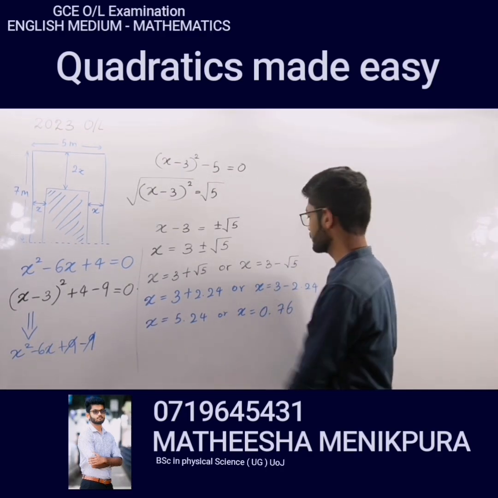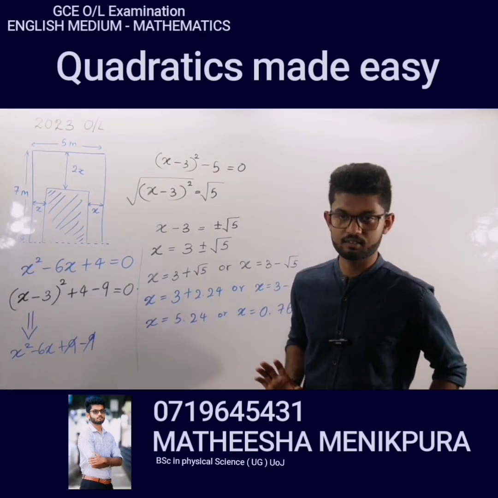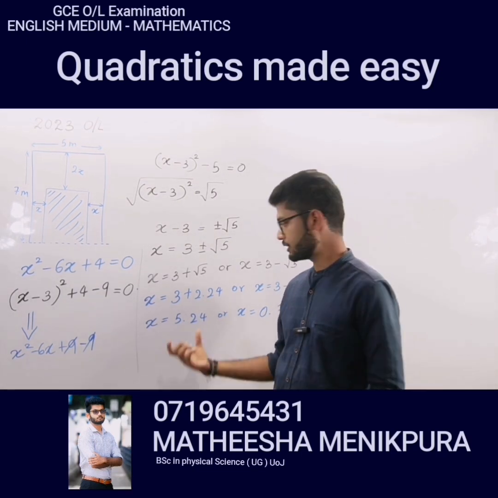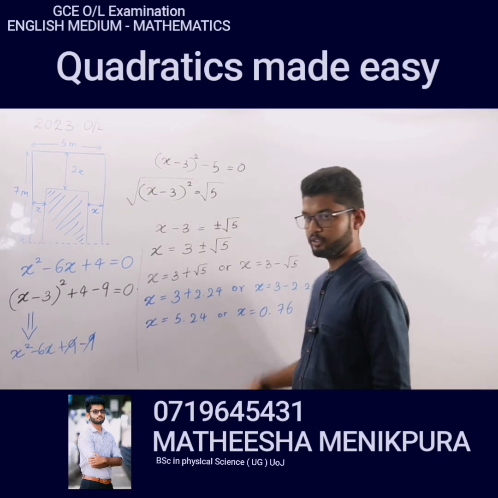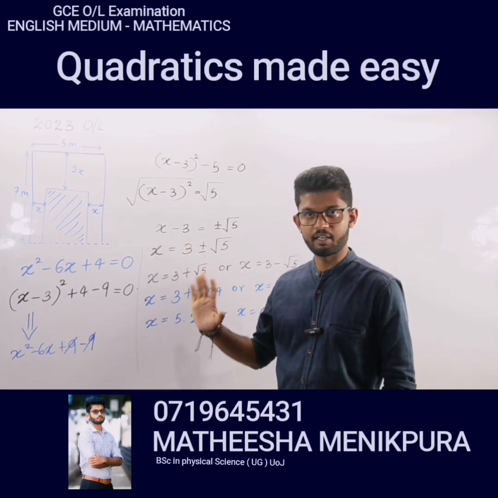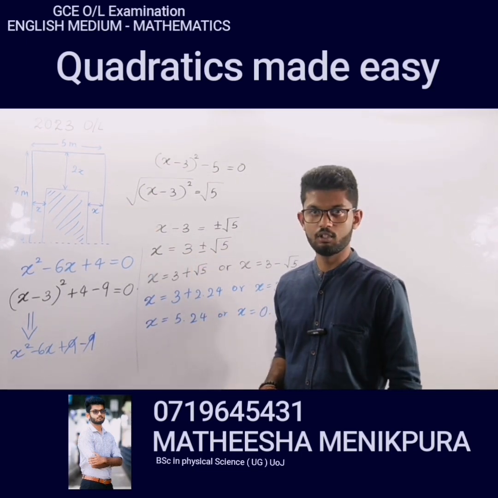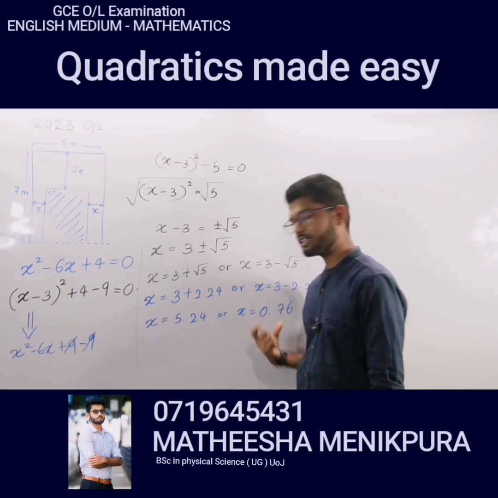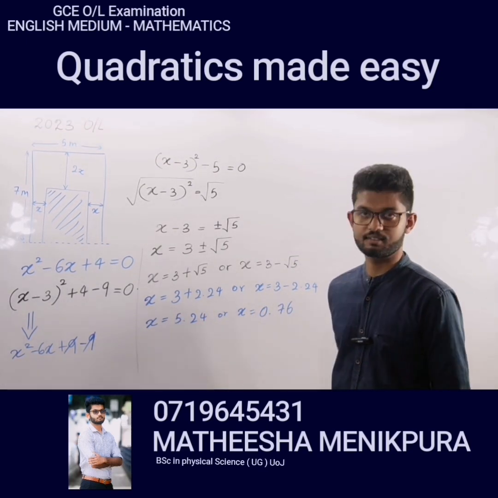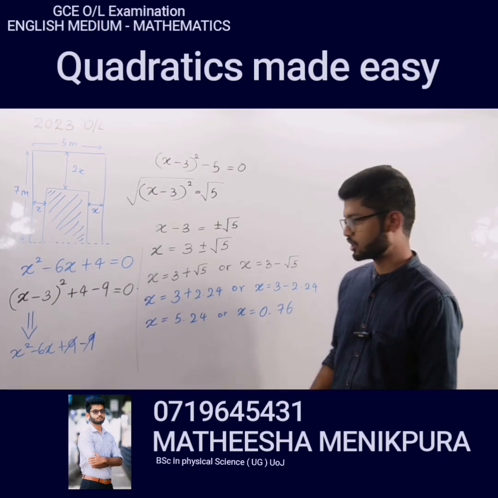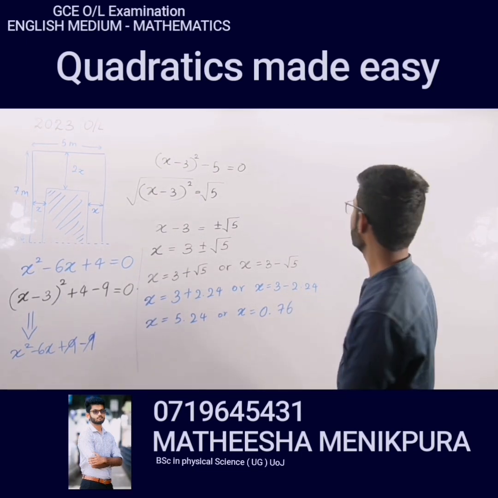Now from these two answers, I have to select the most suitable answer. In some questions, you get a plus value and a minus value. Then as x is a length, we know it can't be a minus value. Therefore, we can pick the plus value. But here that is a little bit different. We got two plus answers, two positive answers for x. So from these two, we have to find the most suitable answer for x. So how do we find that?